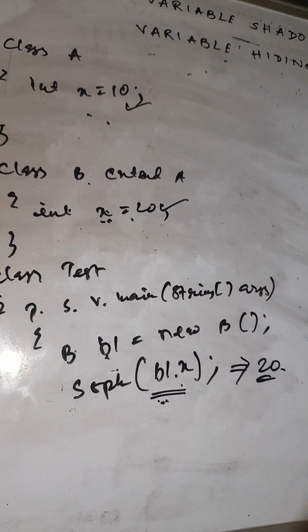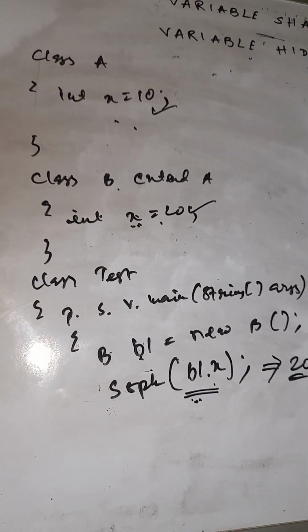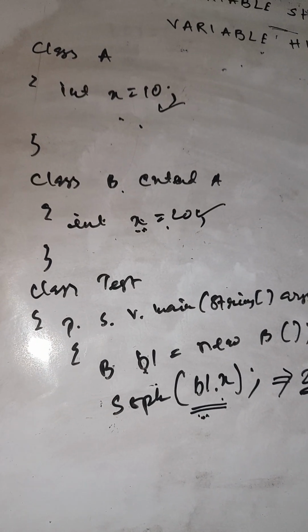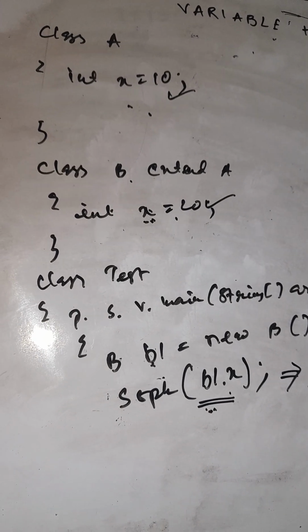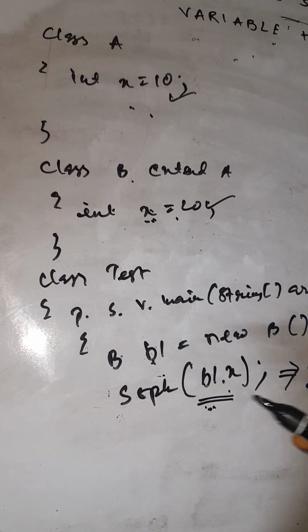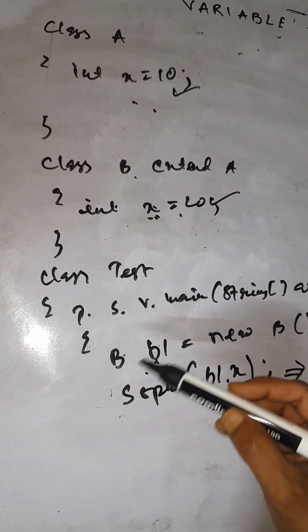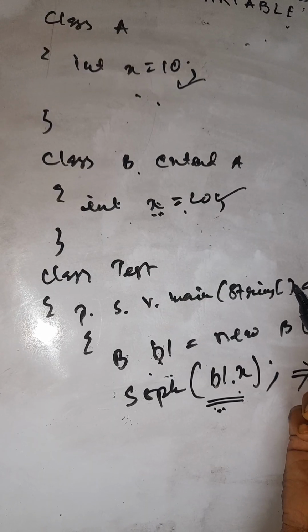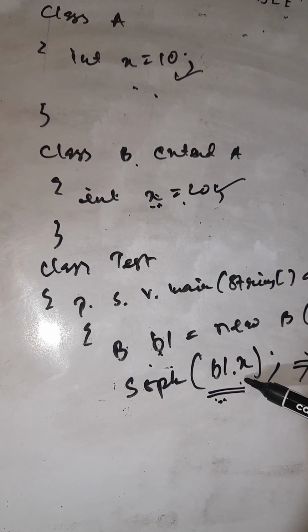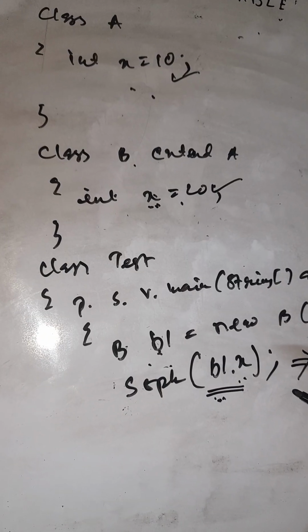Clear? So this one is known as variable hiding. When the child class variable and base class variable have the same name, this concept is known as variable hiding. And with the help of the child class object, if you print the same-named variable, the child class variable will be printed here. So this concept is known as variable hiding.